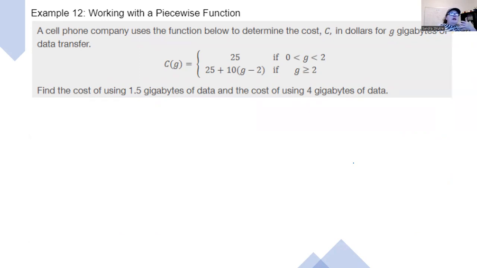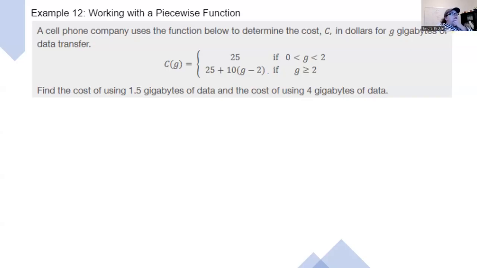Well, you have to understand before even looking at those two things, what's represented above. Well, right now it's got the C of G, which is the cost based on gigabytes, is $25 if you use between 0 and 2 gigabytes, not including 2. Once you reach that 2 gigabyte usage, you're going to have to come down here and you're going to pay that $25 plus $10 times however many gigabytes you're using minus 2.